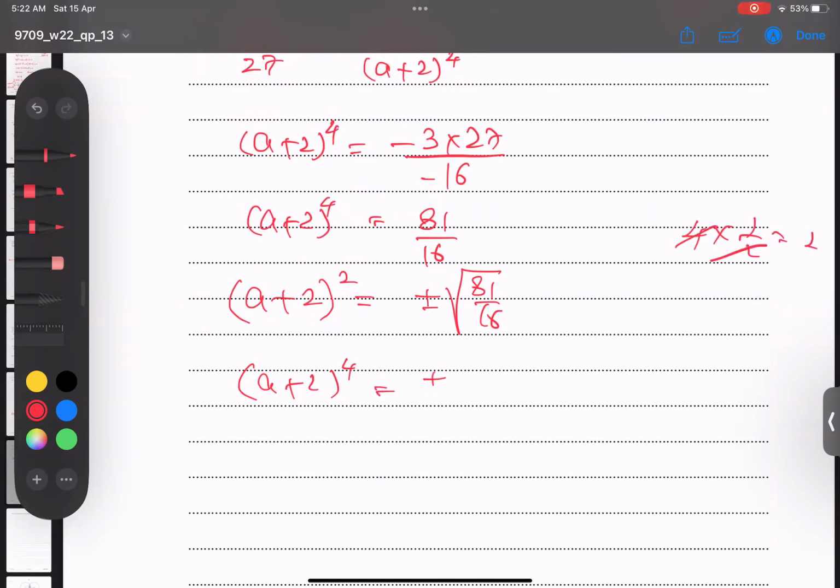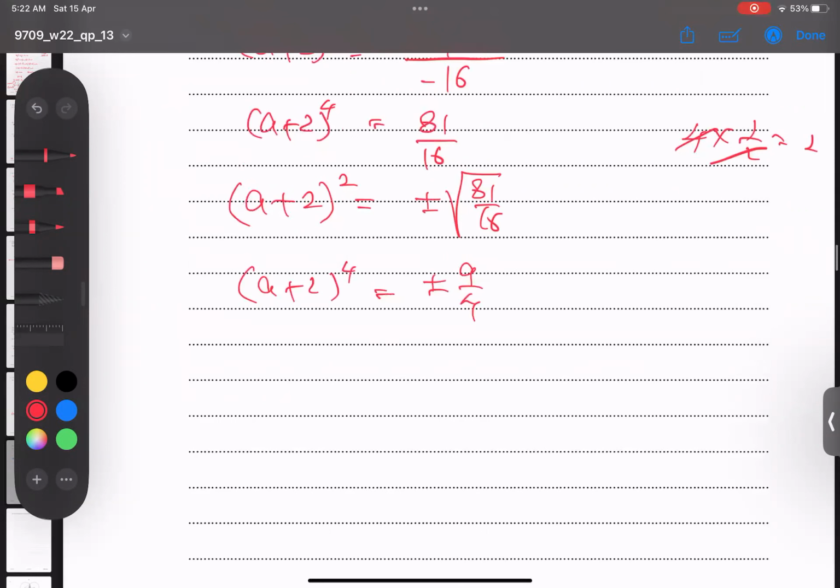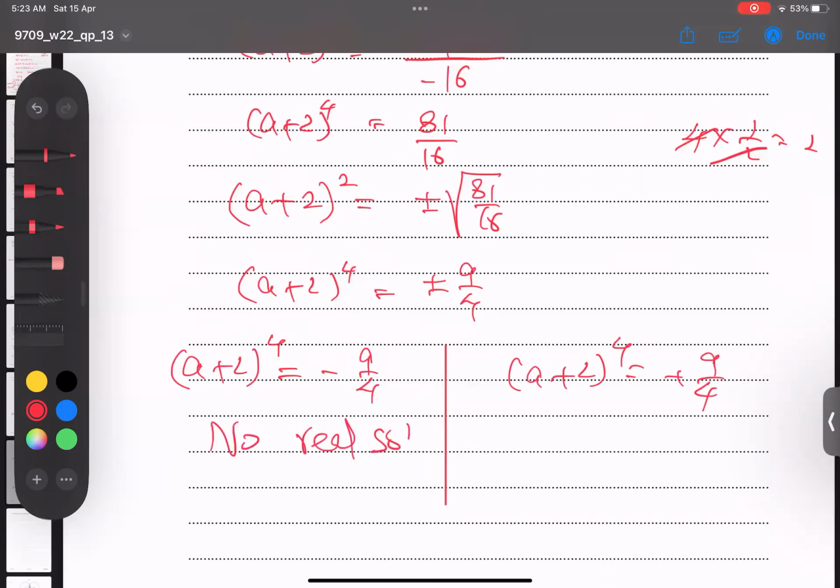Now here I got plus and minus, 9 nines are 9 power 4. But you know it very well. If I split it, (a plus 2) power 2 equals negative 9 over 4, or (a plus 2) power 2 equals positive 9 over 4. So when I take a root of this side, the root of a negative has no real solution, no real solution. So stop it here.